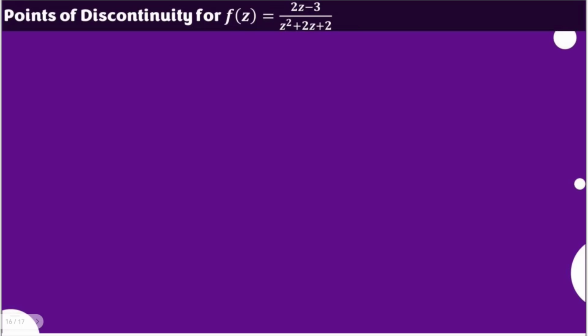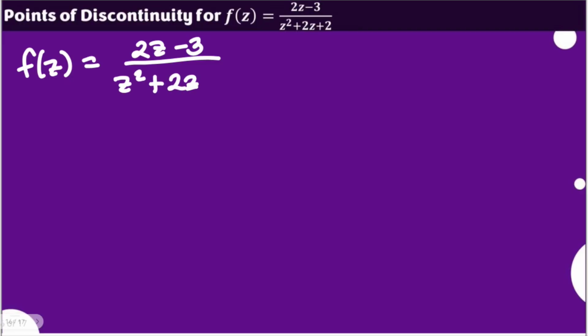This time, we are tasked to determine the points of discontinuity for a given function, f of z, identified as a rational function with complex numbers: 2z minus 3 all over z squared plus 2z plus 2. Again, the given function f of z is a rational function with complex numbers 2z minus 3 over z squared plus 2z plus 2. Let me rewrite this for better illustration of our z.